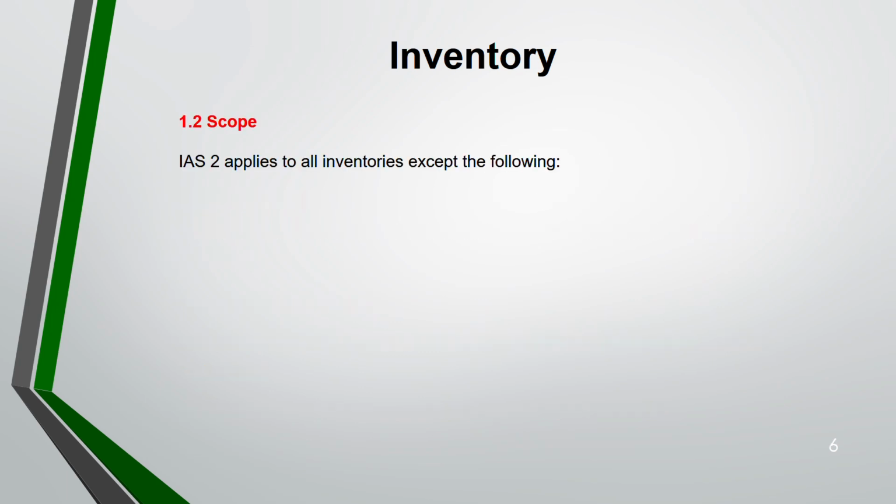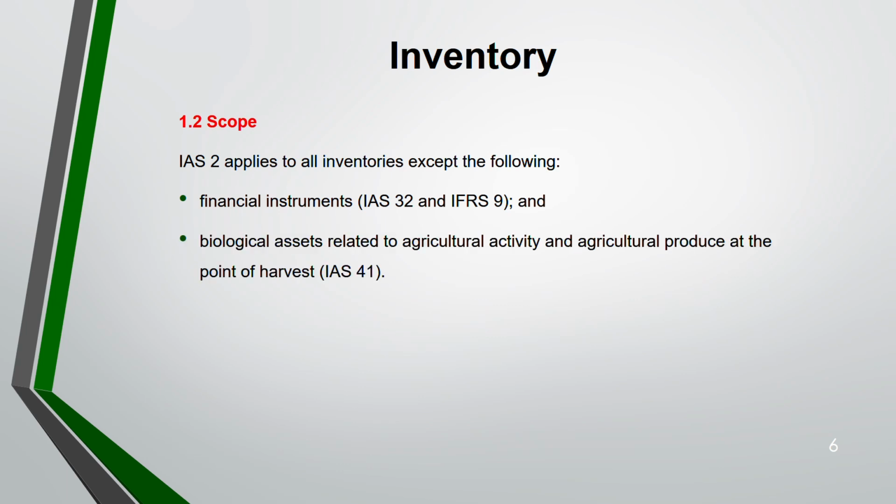So the scope, IAS 2 applies to all inventories except financial instruments. IAS 2 does not apply because here IAS 32 and IFRS 9 apply. Next, biological assets. You have to apply IAS 41. And by the way, IAS 41 is the next lecture, that is lecture 7, which relates to agricultural activity and agricultural produce at the point of harvest.